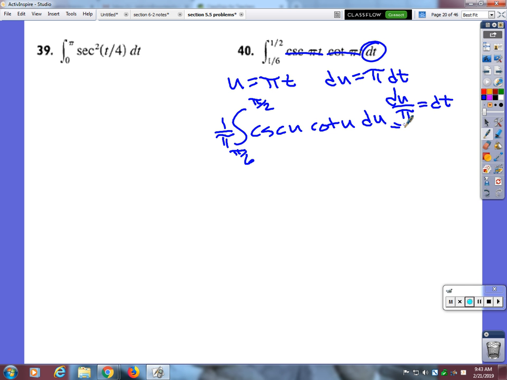Okay, so the antiderivative of cosecant cotangent is? Okay, so this is going to be negative cosecant of u. I still have the 1 over pi in front. I'm not going to do a plus c because this has numbers. It's not an indefinite integral, it's a definite integral. And then now I need to figure out what the cosecant of pi over 2 is and what the cosecant of pi over 6 is.